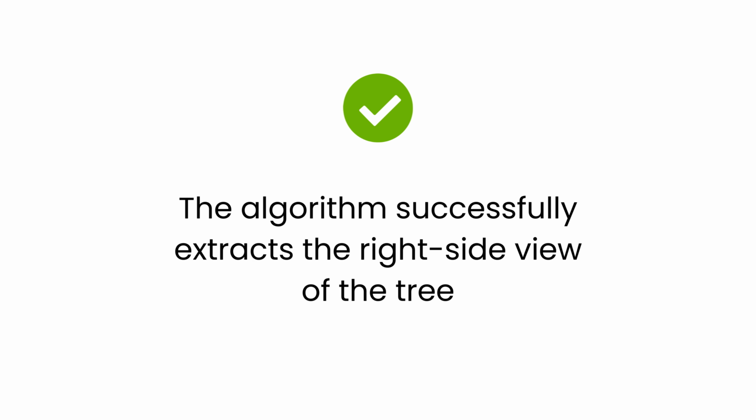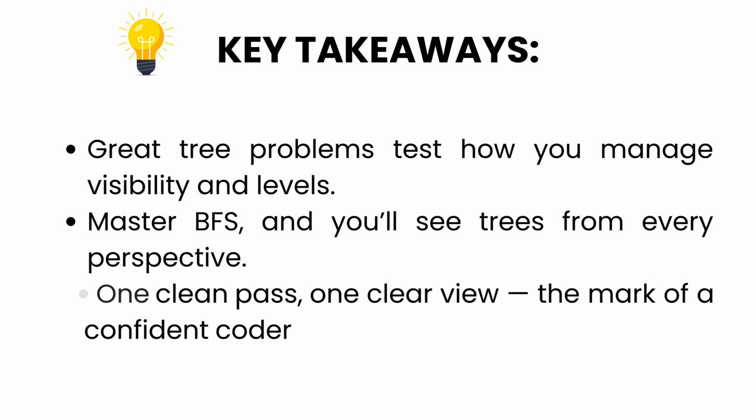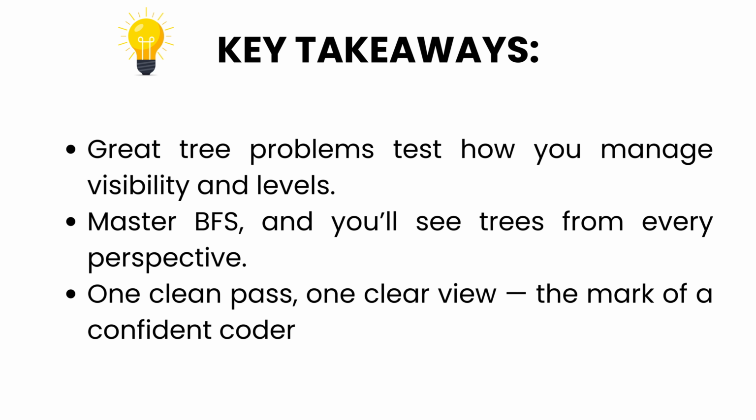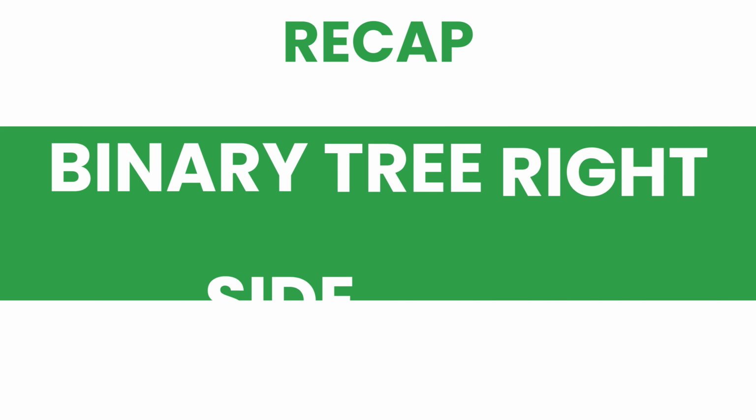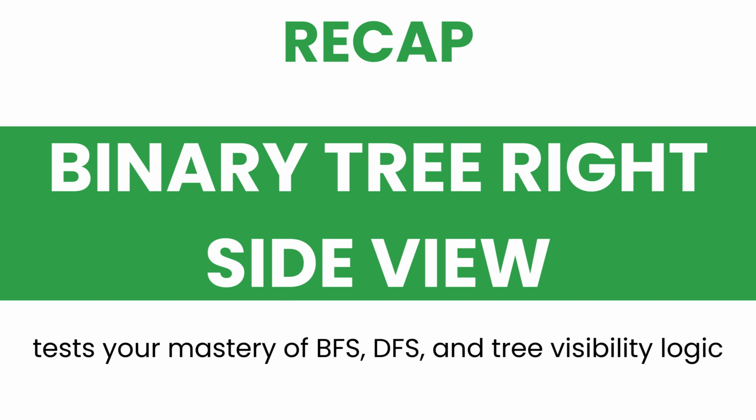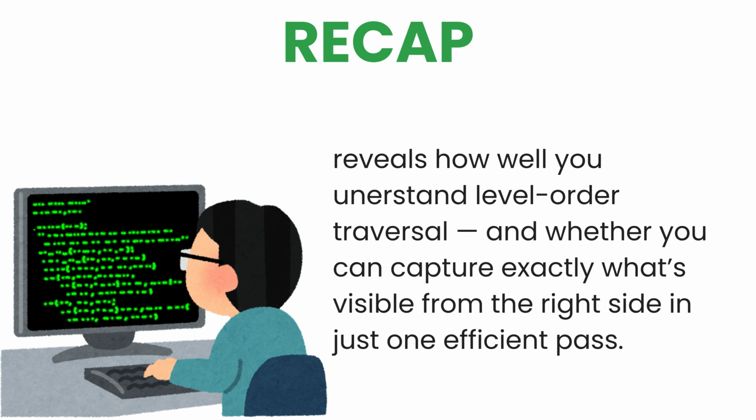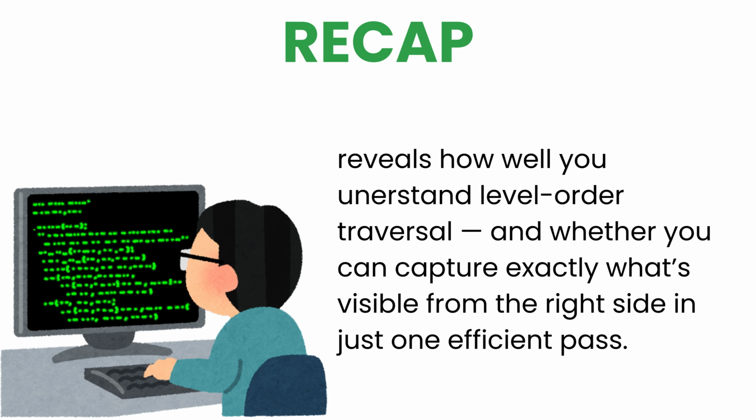Efficient, accurate, and reliable. The key takeaway? When working with trees, clarity often comes from thinking in levels. Mastering BFS helps you not just see what's in the tree, but what's visible from every perspective. Let's wrap it up. The binary tree right side view problem is one of those interview favorites that tests your mastery of BFS, DFS, and tree visibility logic. It's a clean challenge that reveals how well you understand level order traversal, and whether you can capture exactly what's visible from the right side in just one efficient pass.